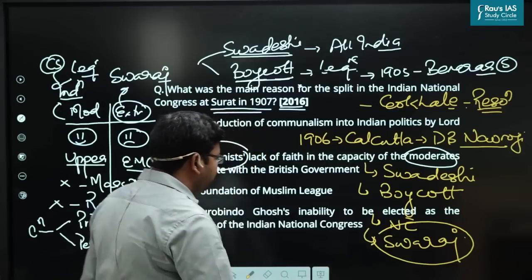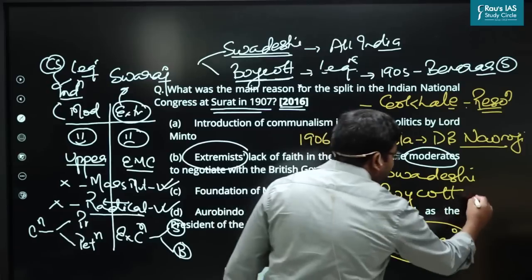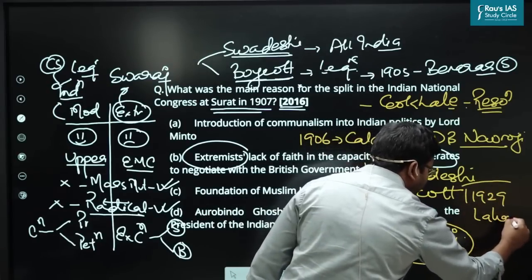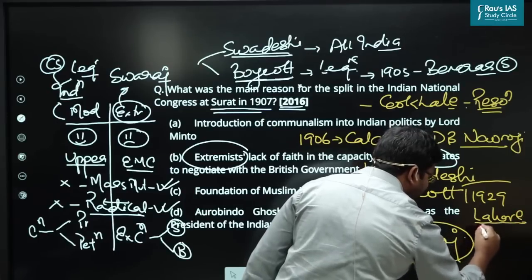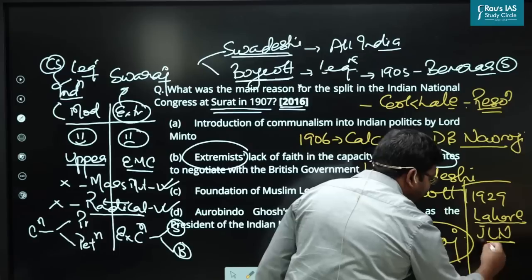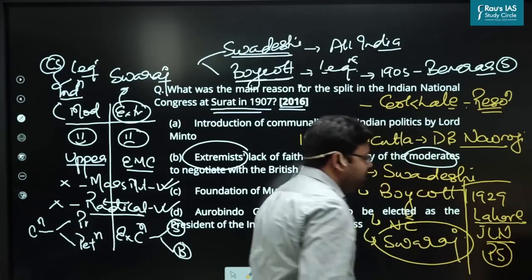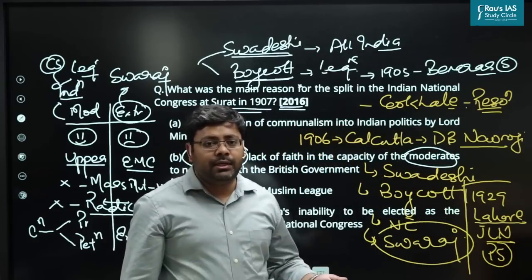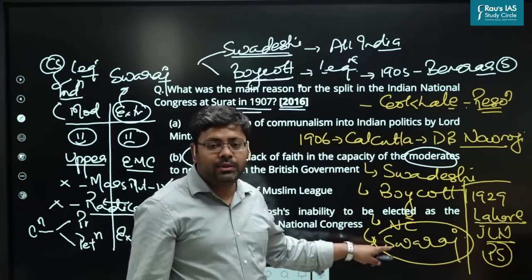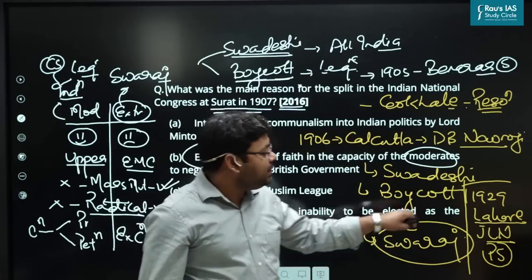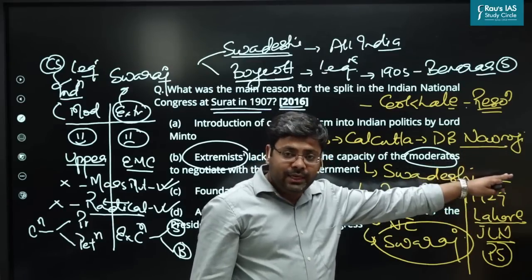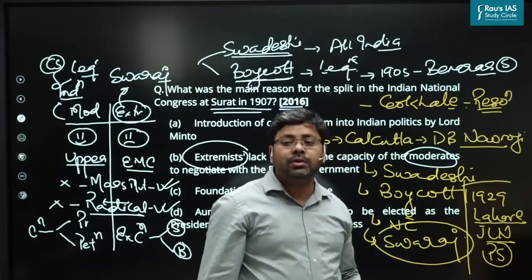Extra information again that you should have: in 1929, there was the Lahore session of Congress presided over by Jawaharlal Nehru, and there Congress for the first time demanded Purna Swaraj. So what you have to retain here is that it was in the Calcutta session of Congress that for the first time Congress demanded Swaraj, and it was the Lahore session of Congress in 1929, much later, that Congress would demand Purna Swaraj.